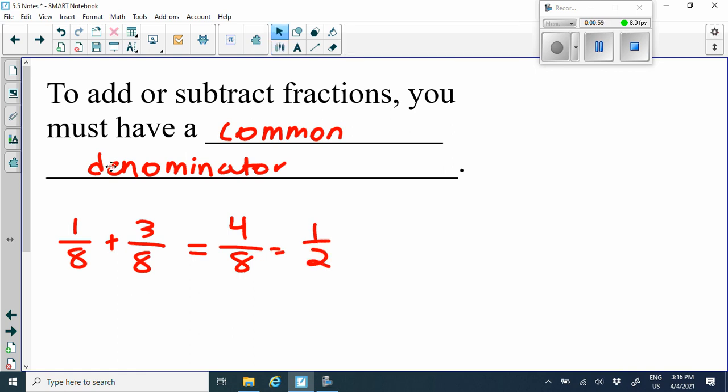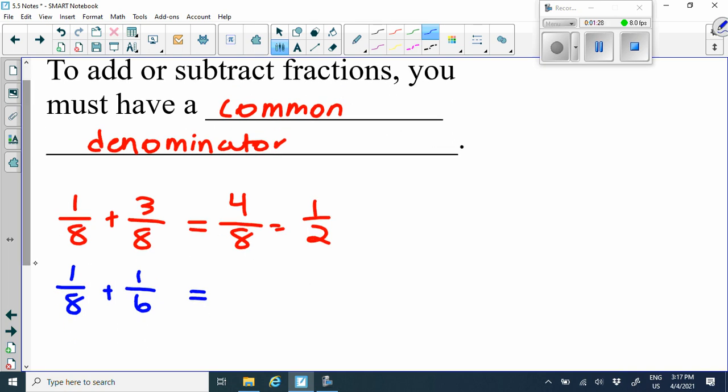Now, we will do some of those here, but what happens if we had maybe something that did not have a common denominator? Maybe like 1/8 plus 1/6. Do these two values have a common denominator? No, okay? So what we have to do is figure out, what do these numbers, 8 and 6, what can they go into? And we want to think about the smallest value. Well, the smallest value that they can go into is, I think, going to be 24.